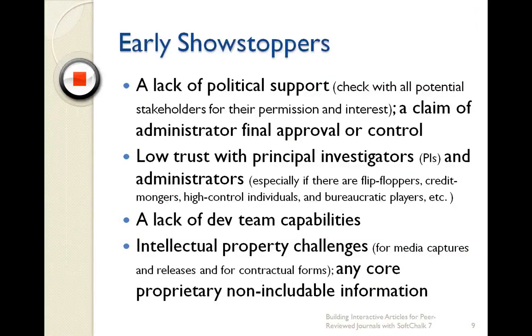So it's important early on to identify showstoppers. Because you don't want to pursue creating an interactive article if there are some things that are going to scotch the project as you proceed. So if you don't have political support on a project, generally you're not going to want to fight forward to push that. If the principal investigators of the grant or other administrators are not supportive, generally I also wouldn't push the issue. Your development team has to have the capabilities of developing an interactive article, and we'll take a look at some of the types of interactivity by looking at the two articles that were referenced in the introduction.